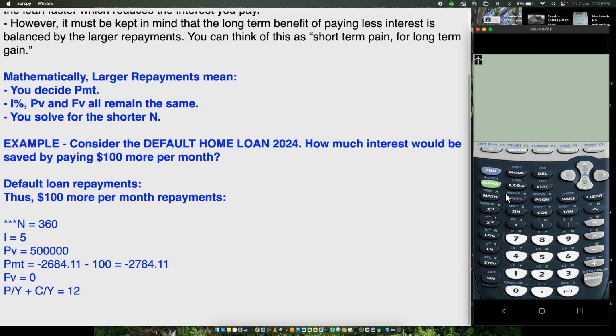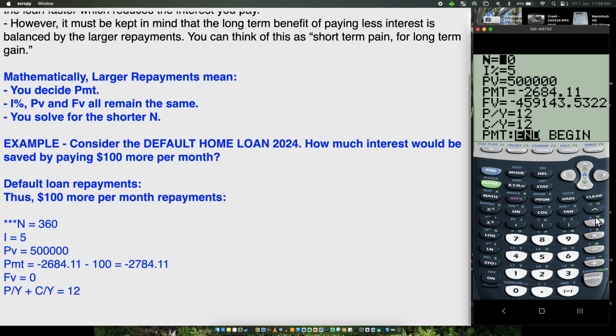Go into my TVM solver. Finance, TVM. 500 grand. I'm going to change this to 2784.11. What do I want to owe the bank at the end of the loan? 0. So alpha, enter. That tells me it's going to take 331.77 months.